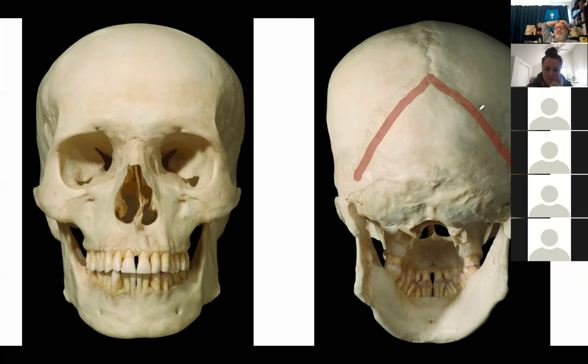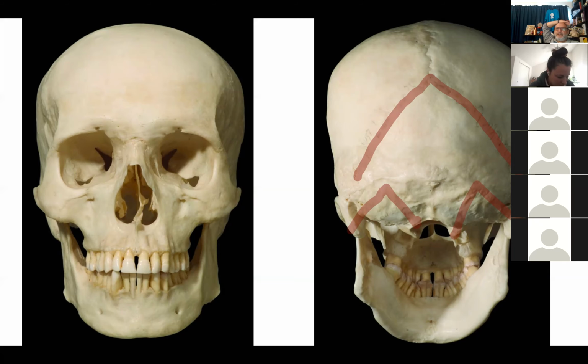What Greek letter looks like an upside down V? Lambda? Yeah, good old lambda, lambda, lambda, right? I know none of you get that reference. Maybe a couple of you do. That's all right. But lambda. So this is the lambdoid suture, lambdoidal suture between the occipital bone and the 2 parietal bones.